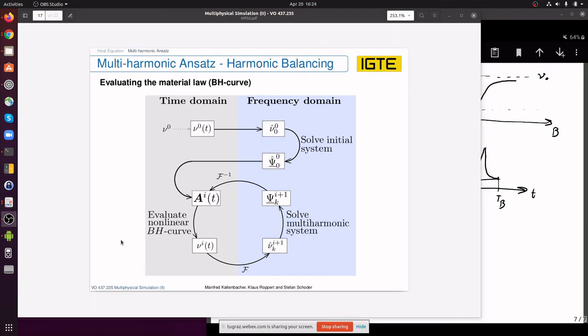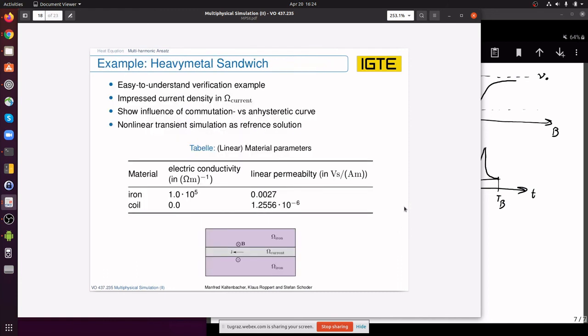Okay. So this whole scheme is called harmonic balancing. I should mention that there are different ways to actually perform harmonic balancing, and this particular scheme is called alternating time frequency. Okay, then I have 5 more minutes.